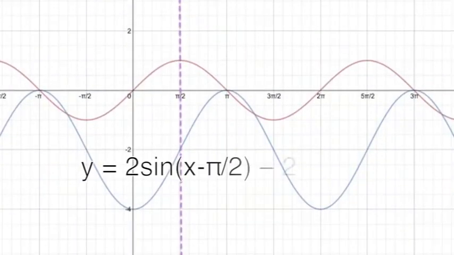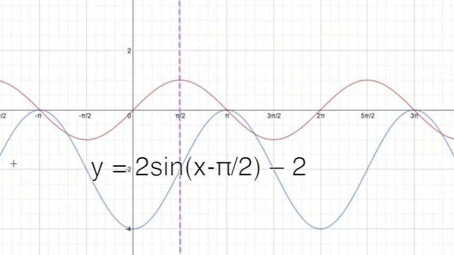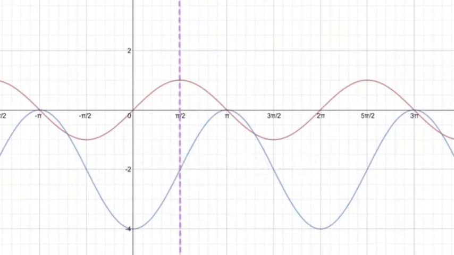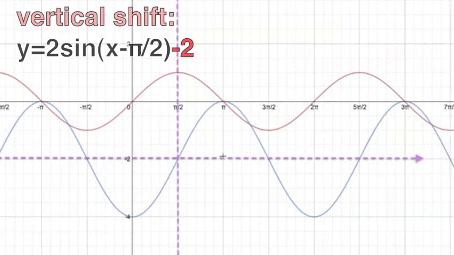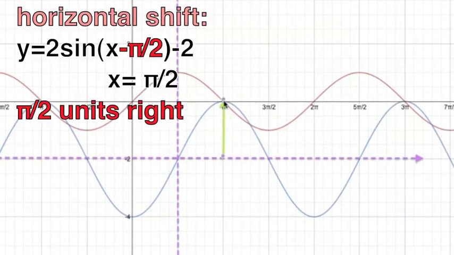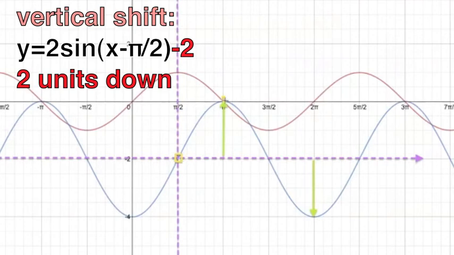For y equals 2 sine of x minus pi over 2, minus 2, there is a horizontal shift of pi over 2 and a vertical shift of 2. The horizontal shift is indirect, meaning you shift pi over 2 units to the right, not the left, because when solving for x in the parentheses, x equals pi over 2. The vertical shift is direct, so you shift 2 units down.